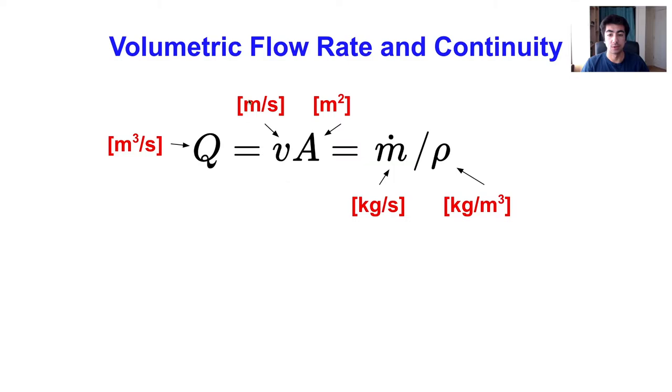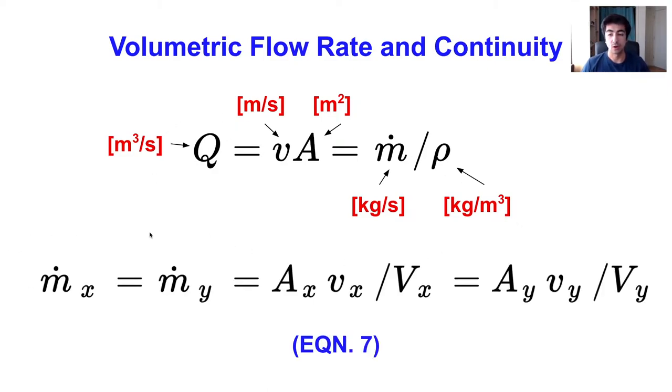And you can see that with the units. So velocity in meters per second times the area through which it's flowing will give you that volumetric flow rate. And volumetric flow rate is also related to the mass flow rate in the same way that volume and mass are related with density, right? So volumetric flow rate is equal to the mass flow rate in kilograms per second divided by the density. And again, you can see with these units that this checks out.